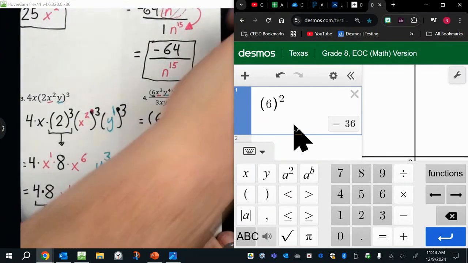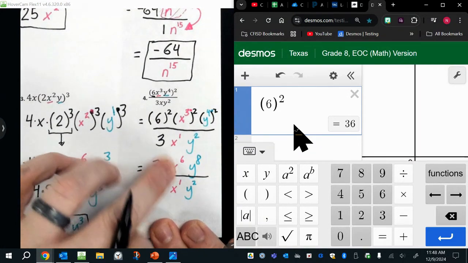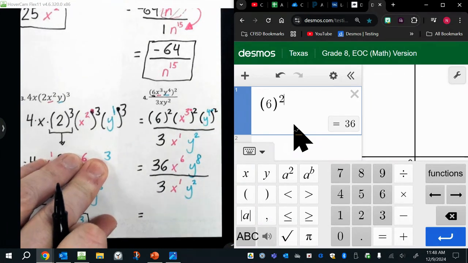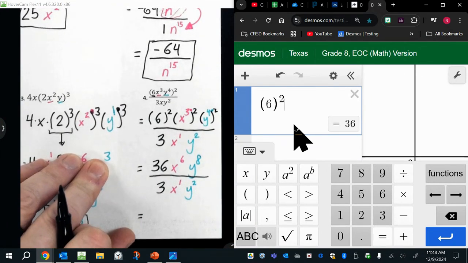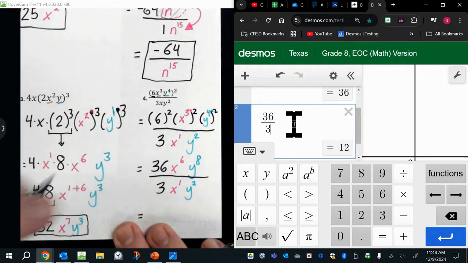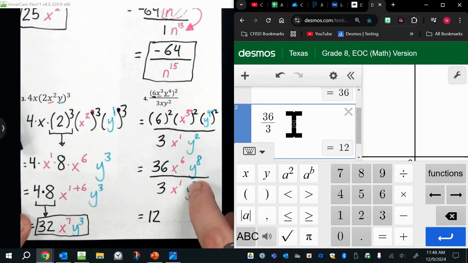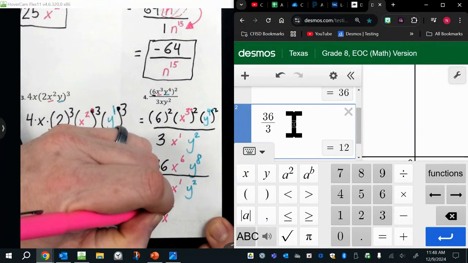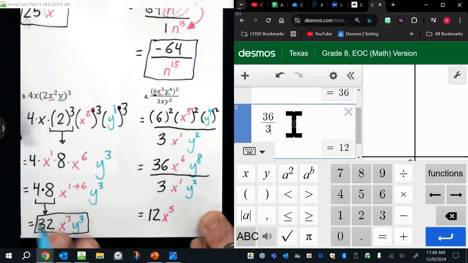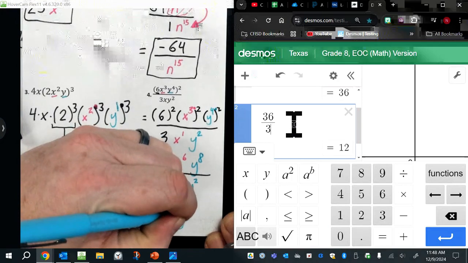All right, so we're almost done. I need to simplify my coefficients, subtract my x's, and subtract my y's. 36 divided by 3. Again, we just do exactly what the coefficients are supposed to do. That's 12. I'm going to take 6 and take 1 away, so that's going to be x to the 5th. And then I'm going to take 8 and subtract 2, and that's going to give me y to the 6th.